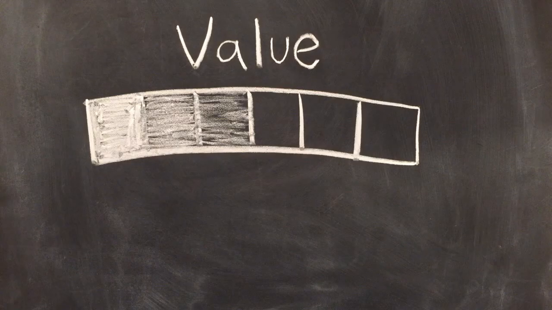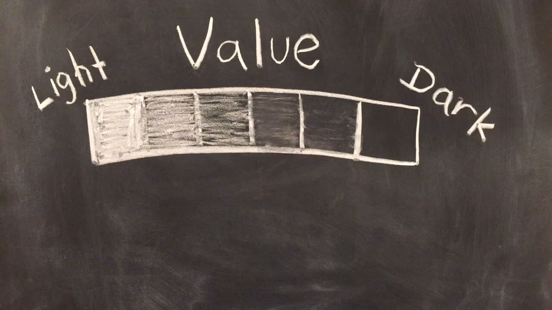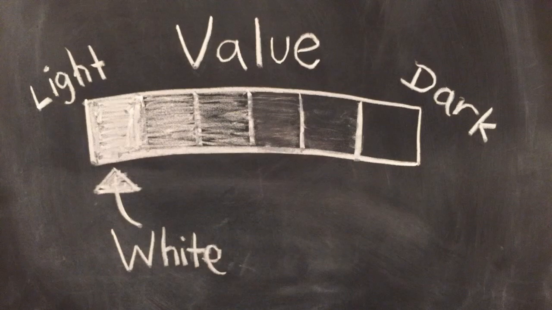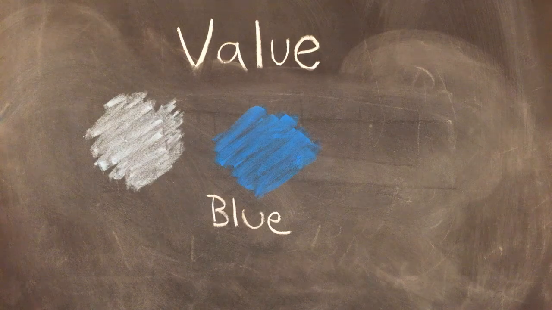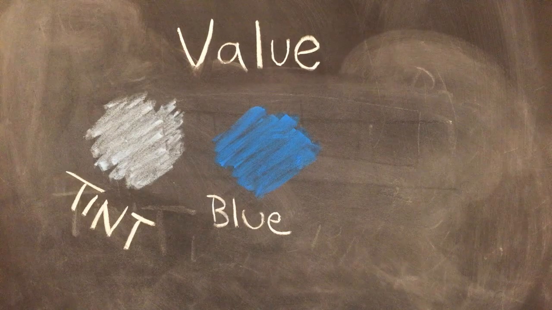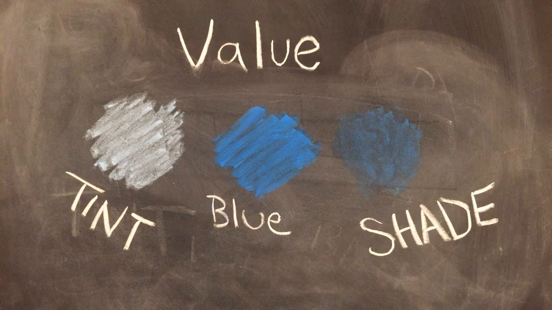Value. Value refers to the lightness and darkness of a color. To make a color lighter, you add white. This is called making a tint. To make a color darker, you add black. This is called making a shade. For example, here's the color blue. Add white for a tint, add black for a shade.